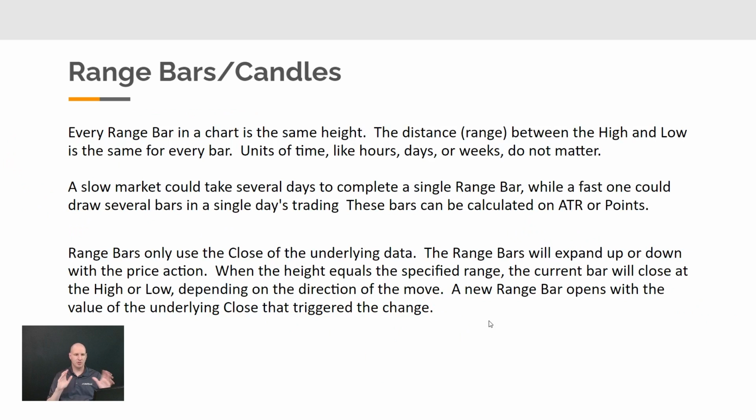Okay. The other way that you can look at this is, well, let's kind of go through some of this. So every range bar is the same height. We've talked about the units not mattering, if that's a word. So a slow market could take several days to complete a range bar. Range bars only use the close of the underlying data, and this is what I wanted to focus on for a moment. The range bars will expand up or down with price action. When the height equals the specified range, the current bar will close at the high or low, depending on the direction of the move. A new range bar opens with the value of the underlying close that triggered the change.